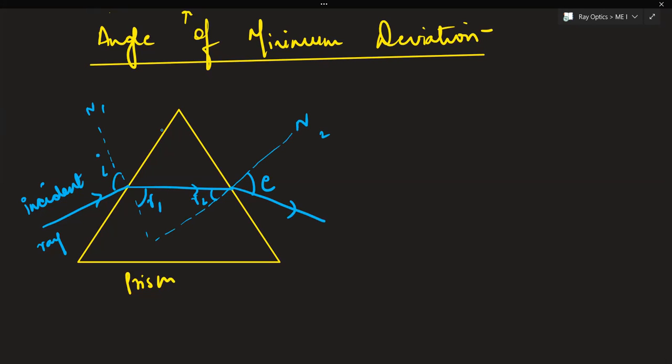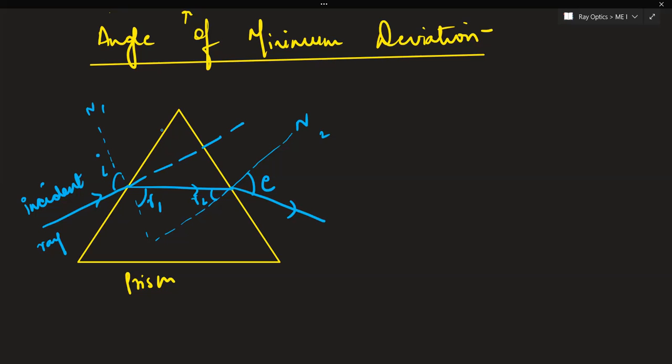All right. Now C class, if there wasn't any prism and this incident ray was just moving, assuming that there was no prism, what would have been the path of the incident ray? It would have gone straight like this, right? If there was no prism, no refraction, no deviation would have occurred.